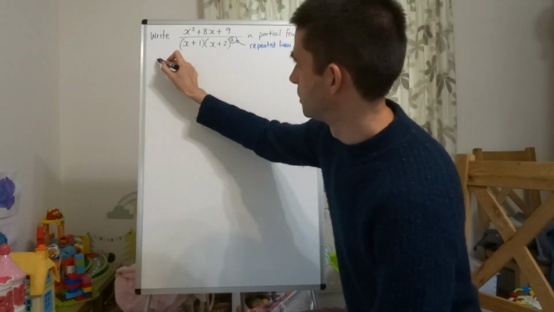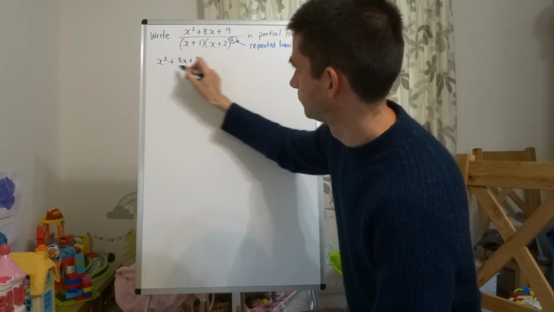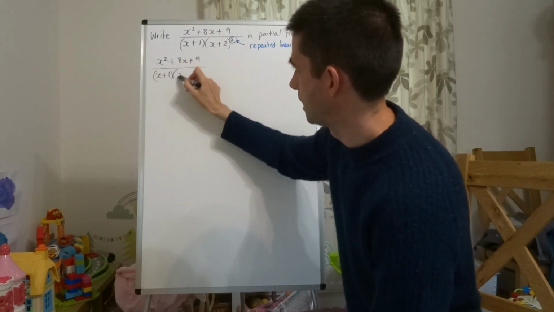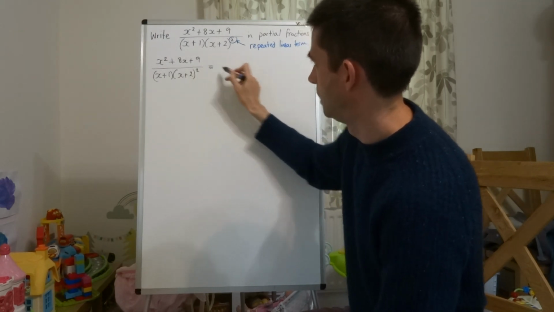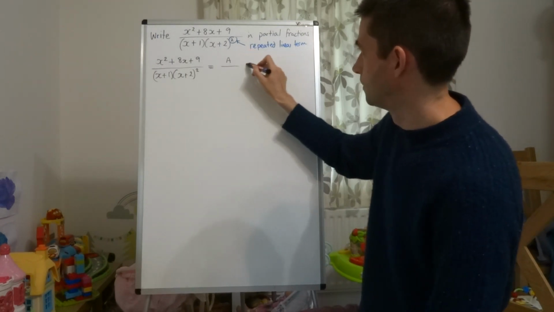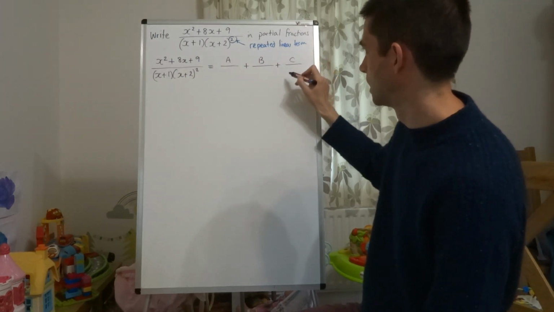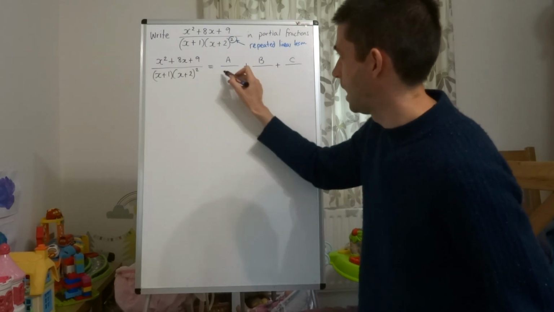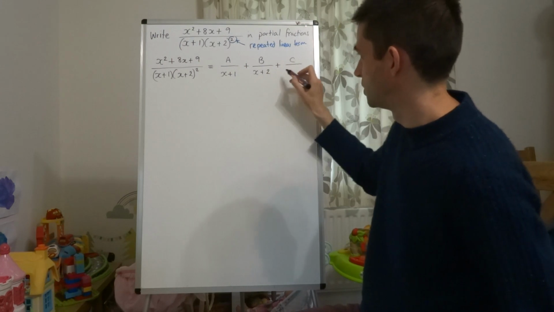So let's start off by writing (x squared plus 8x plus 9) over (x plus 1)(x plus 2) squared is equivalent to... Now, you are going to need 3 terms because there are 3 terms on the denominator. So it's going to be A over x plus 1 plus B over x plus 2.